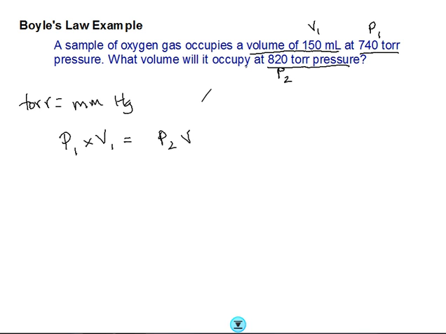All right, so we're going to write down our equation. P1 times V1 equals P2 times V2. And you're going to plug in the numbers. So you have 740 torr times 150 milliliters.